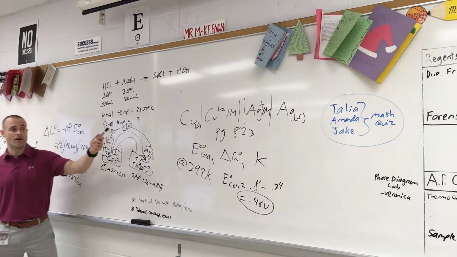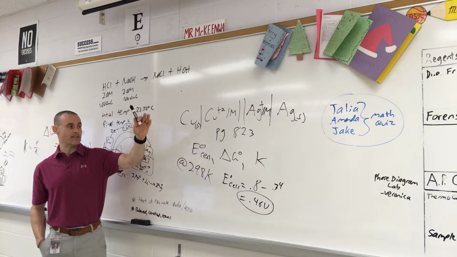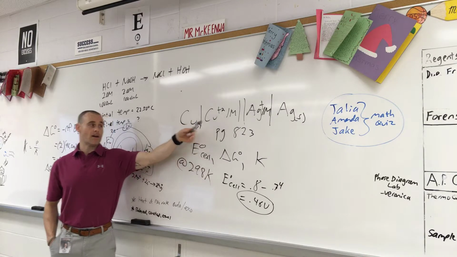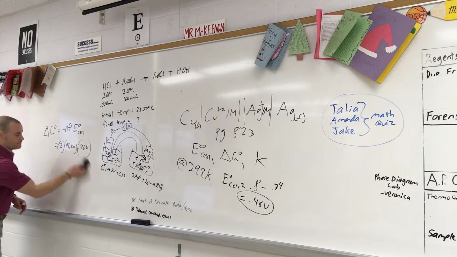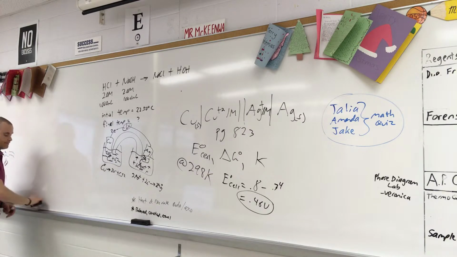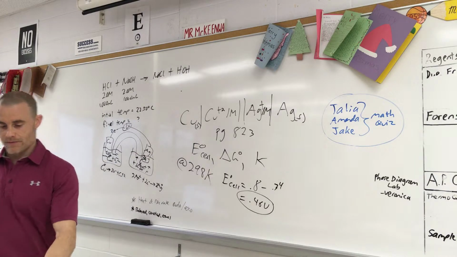They may not give it to you though. This isn't Regents, this is AP obviously, I don't need to say that. They might just give you this and you have to figure out how many moles, right? You just have to balance it yourself. So, now you have this, how do we solve for K? What's that equation? What's the connection there? How do we solve for K?